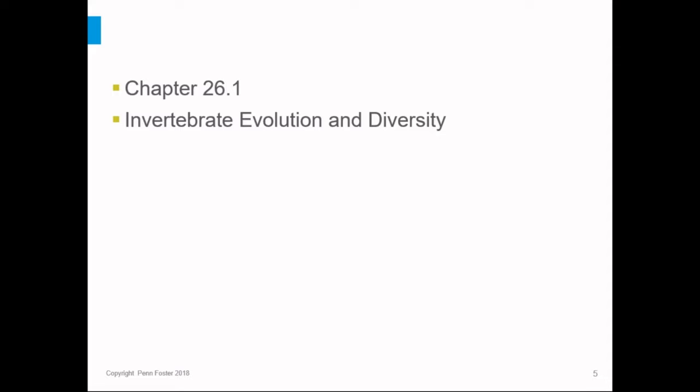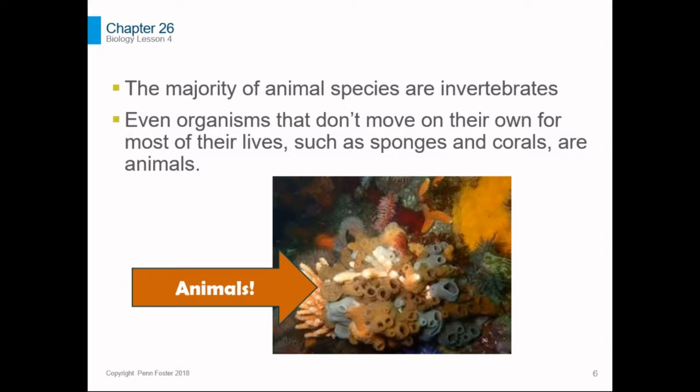So when we think of animals, the first thing that comes to mind are probably vertebrates. So mammals, birds, reptiles, amphibians, and fish. But the majority of animal species are actually invertebrates. So insects and other creepy crawlies, various worms, crustaceans, shellfish, jellyfish, a lot of weird species that live in the ocean or live in the dirt. So remember that even organisms that don't move on their own for most of their life, things like sponges and corals, they are actually considered animals.